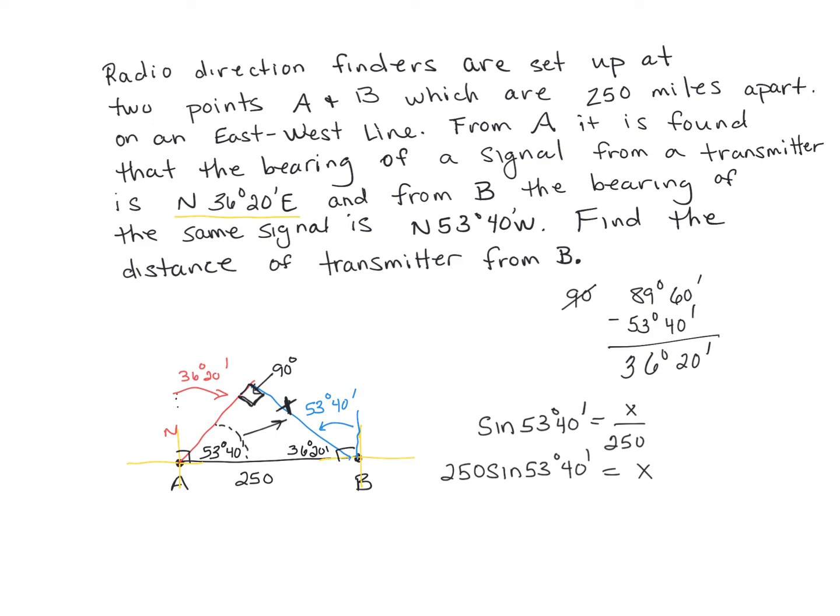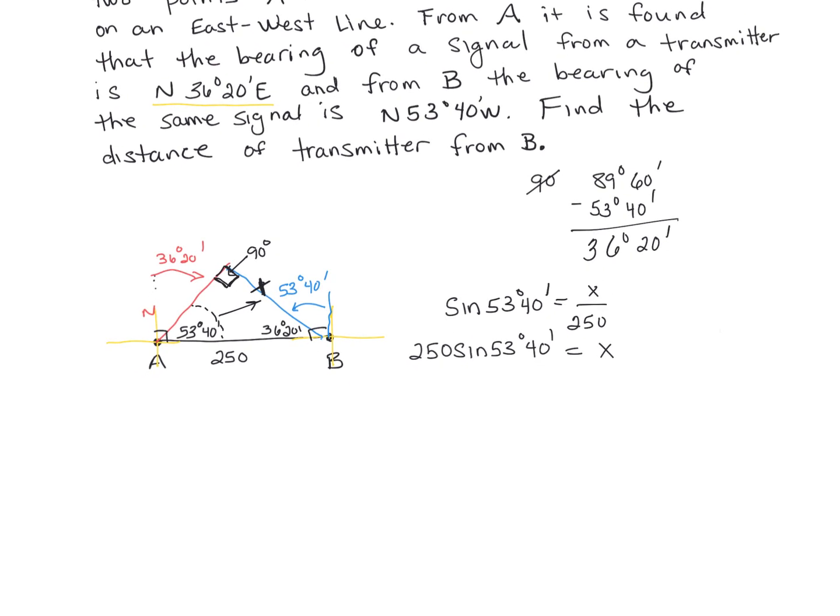Now, just a quick side note, when you do this in your calculator, make sure you're in degree mode. It's almost easier to type 250 sine, and of course it's going to give you that parenthesis, rather than using the degree symbol and the minute symbol by using the menus. You can just say 53 plus 40/60ths of a degree. And that is going to give us 201.39, or to the nearest mile, 201 miles.